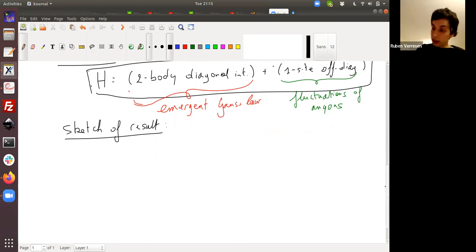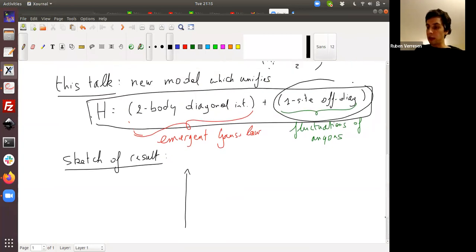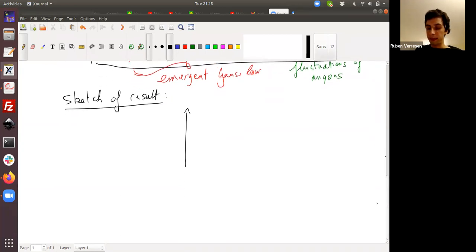Good. So as a sketch of the phase diagram that we'll be getting, say we'll be roughly exploring three tunable directions of this model, having to do with three possible choices of this fluctuating or single-site term.